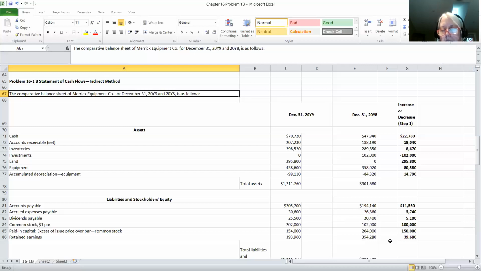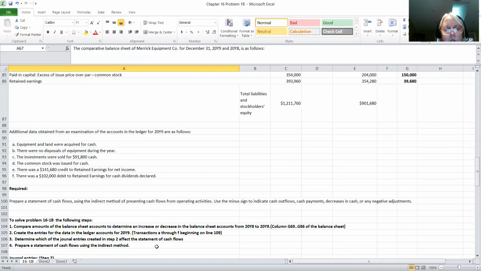Your retained earnings had an ending balance of this, and then it went up to 93,000, which was a change of 39,680, which is a positive amount. So the very first thing you have to do is analyze your balance sheet accounts. Determine whether there was an increase or decrease. This is step number one.